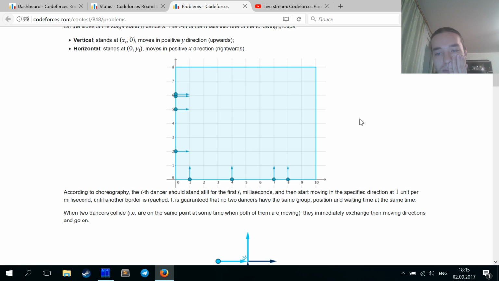So we probably, I'm not sure, but we probably can simulate that straightforwardly to look for collisions, because the number of collisions can be too high. I think so, yeah.